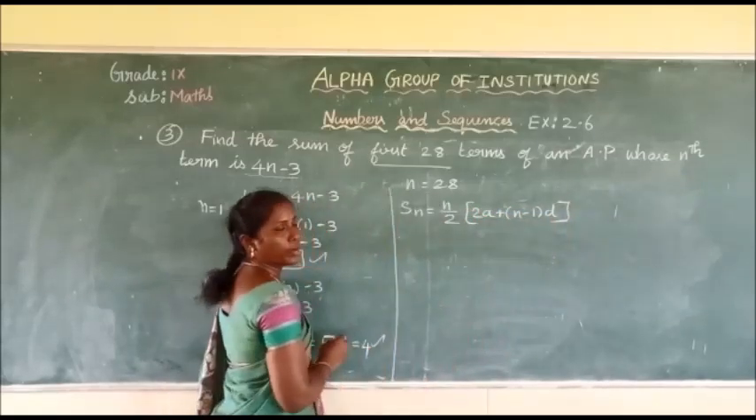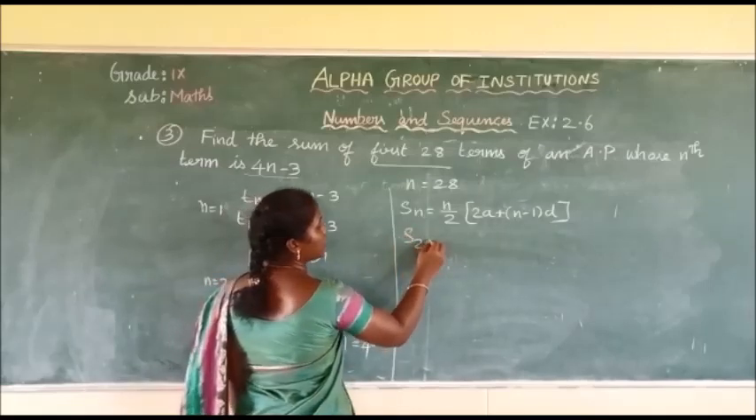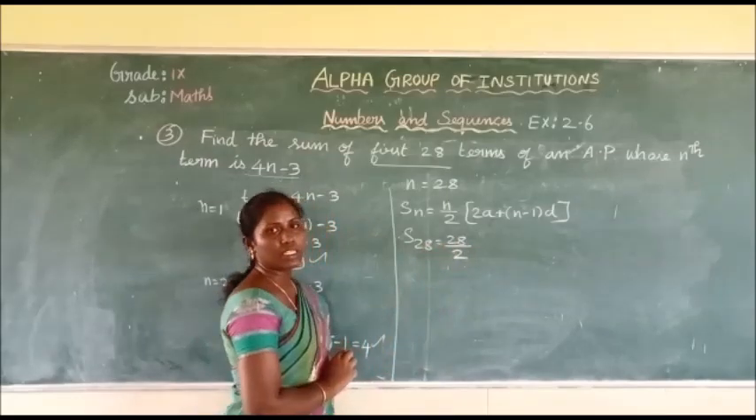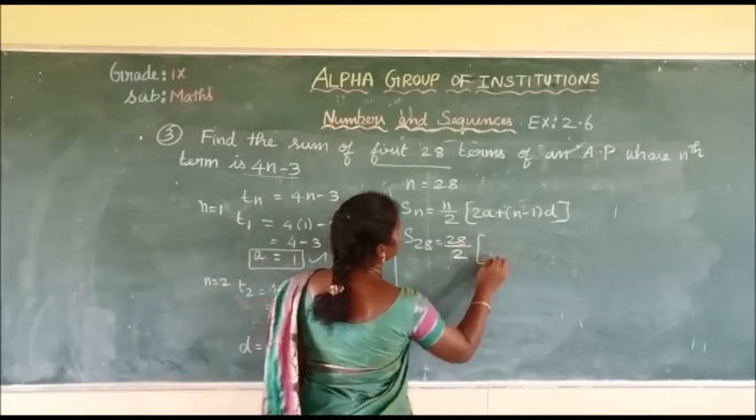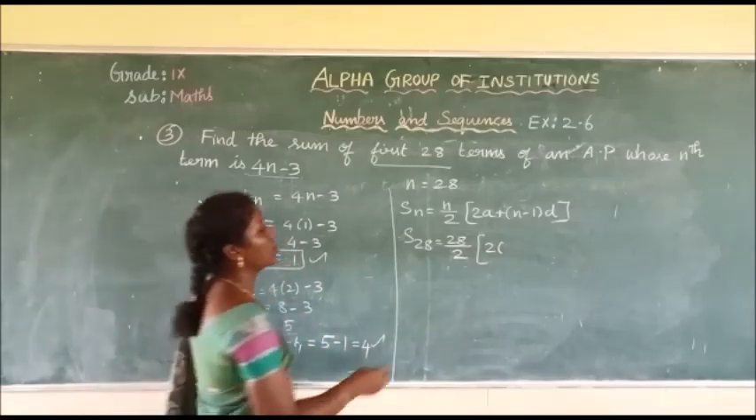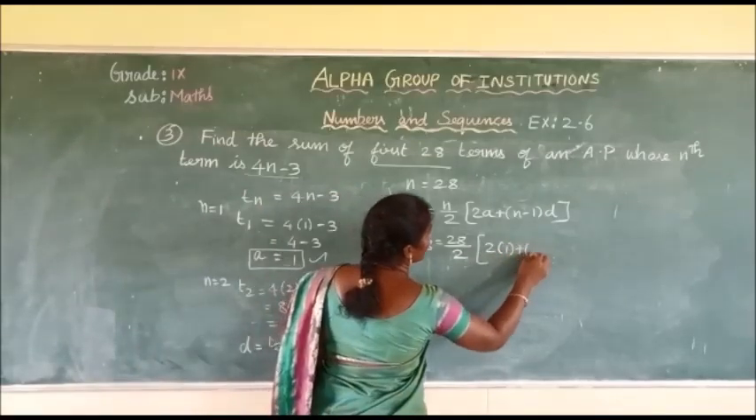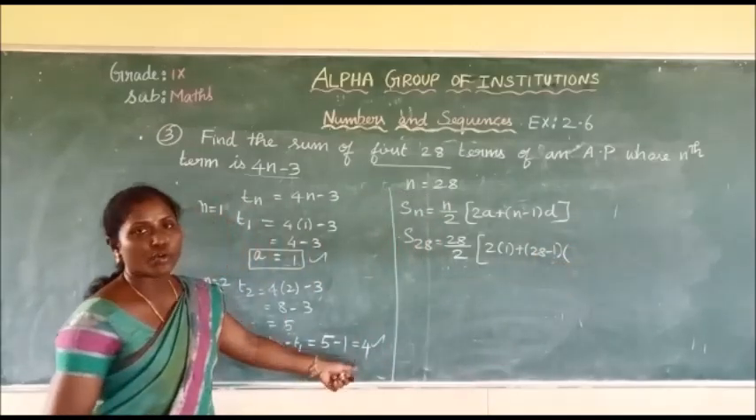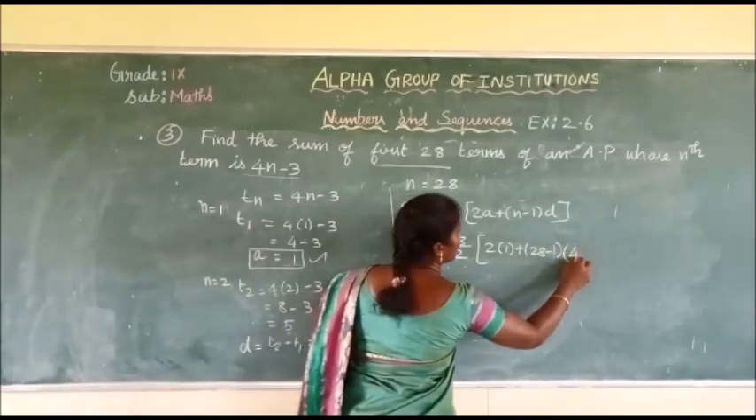This is the formula. So we have to use S28 is equal to 28 by 2. Instead of n, we are just replacing 28. 28 by 2, 2 into, what is a? First term. What is the first term? 1. So 2 into 1 plus 28 minus 1 into the common difference here is 4. We are using the common difference 4.